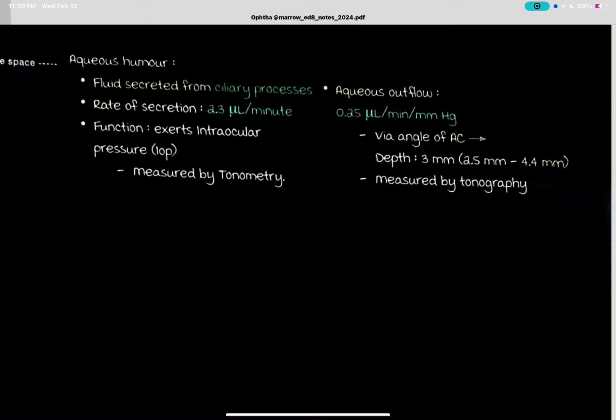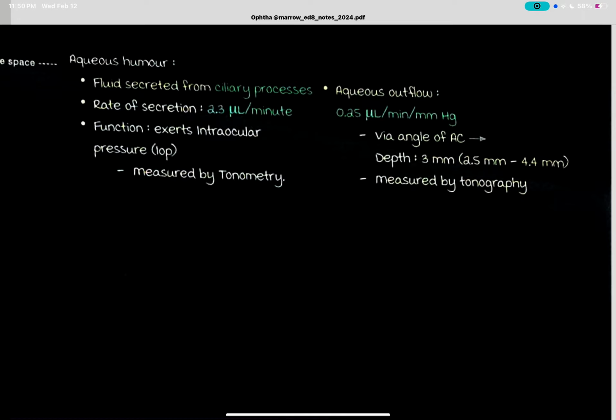Rate of secretion is 2.3 microliter per minute. So the ciliary processes are secreting the aqueous fluid. Function, it exerts intraocular pressure. What is the function of aqueous fluid? It makes intraocular pressure, and it is measured by tonometry.